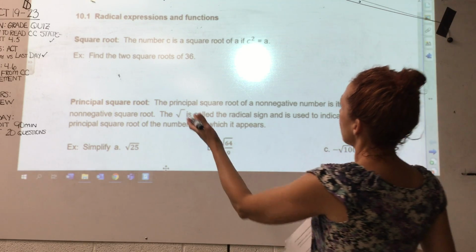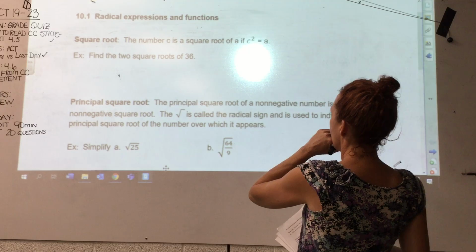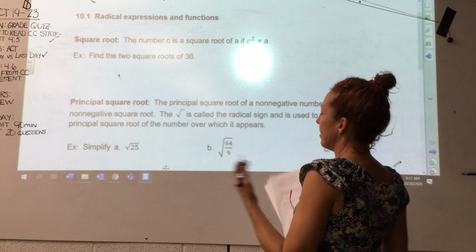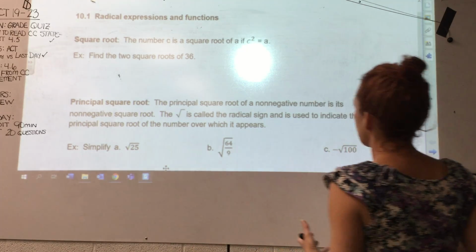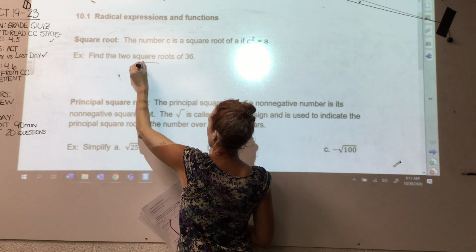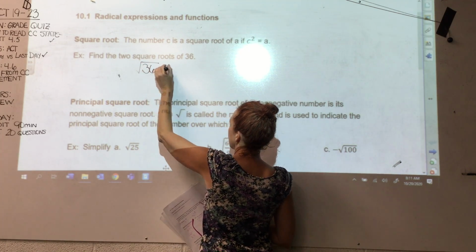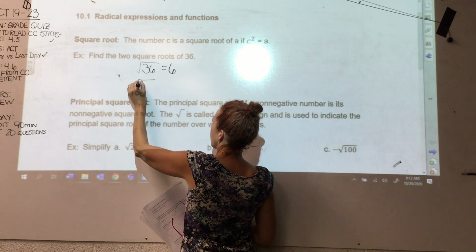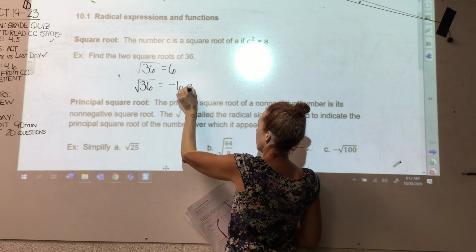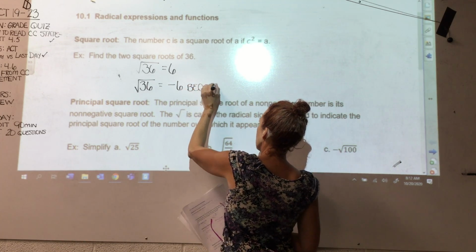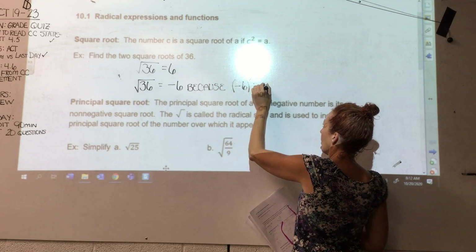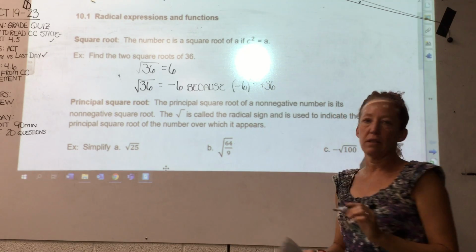So the square root: a number C is a square root of A if C squared equals A. So just to rephrase that in an example form, find the two square roots of 36. Well, the square root of 36 can be 6, and the square root of 36 could also be negative 6. Because if you multiply a negative times itself, it always turns into a positive number.